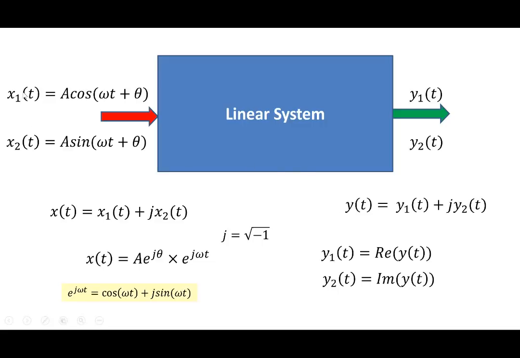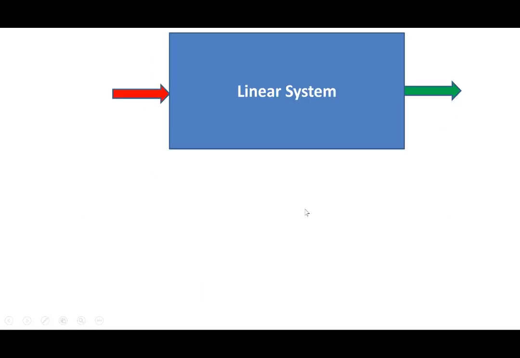Your interest is in the response to, let's say, x1, but what you're saying is find the response of the circuit to x(t), and let's say you find y(t). Then if you're interested in x1, take the real part of y(t). That will give you y1(t). If your interest is in y2, take the imaginary part of y(t). So you will obtain the answer that you're looking for here.